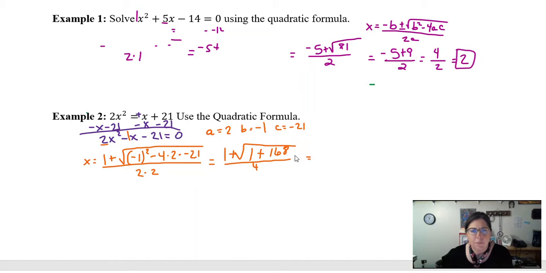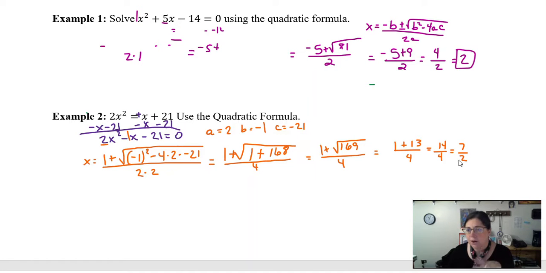So go ahead and put together the stuff on the inside of the square root. 1 plus 168 is 169 over 4. This again is a nice number. It's 1 plus 13. 1 plus 13 is 14. 14 over 4. Now it's not a whole number, which is fine. It's 7 over 2 if you divide both of them by 2.